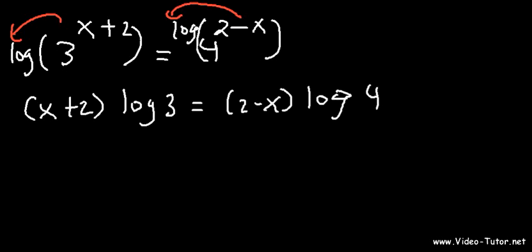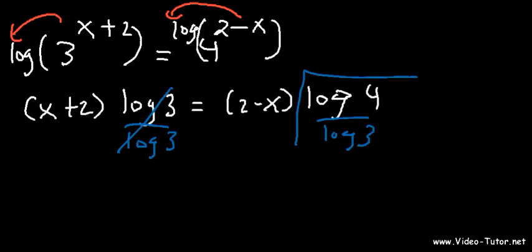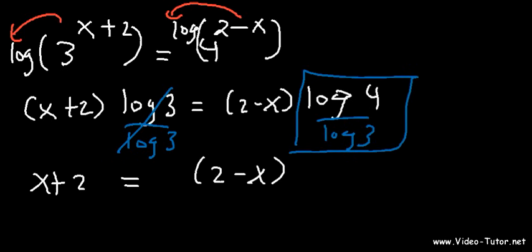Now let's get rid of the logs. Let's divide both sides by log 3. So this is going to become 1, and we're going to convert this into a decimal soon. So now this is x plus 2 equals 2 minus x times log 4 divided by log 3, which is about 1.2619.